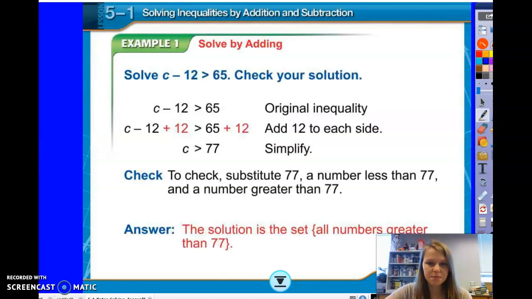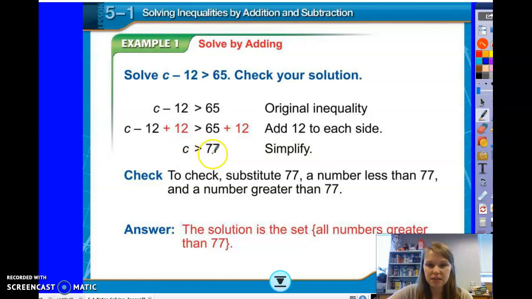So let's do an example here. The inequality is C minus 12 is greater than 65. In order to solve for C, in order to figure out what our C is, we need to get rid of this, right? So we're going to add 12 to both sides, and it ends up being 77 on this side. Now we're done. C is greater than 77.